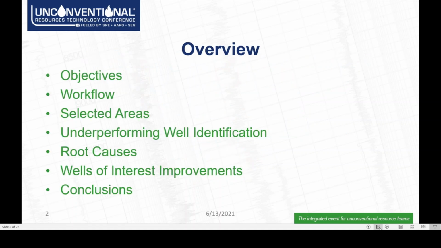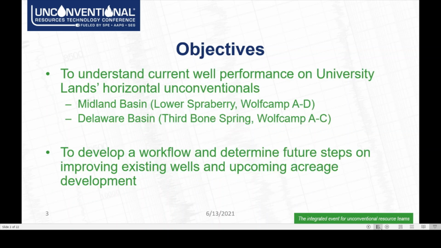As an overview of the presentation, I'll give the objectives, the workflow, selected areas to evaluate underperforming wells, root causes, improvements for wells of interest, and some of the conclusions that came from this work. For objectives, we wanted to understand current well performance on university lands horizontal wells. Focus targets are Lower Spraberry, Wolfcamp A through D, and in the Delaware Basin, the Third Bone Spring, Wolfcamp A through C. We wanted to develop a workflow and develop future steps on improving the existing wells and upcoming acreage development.